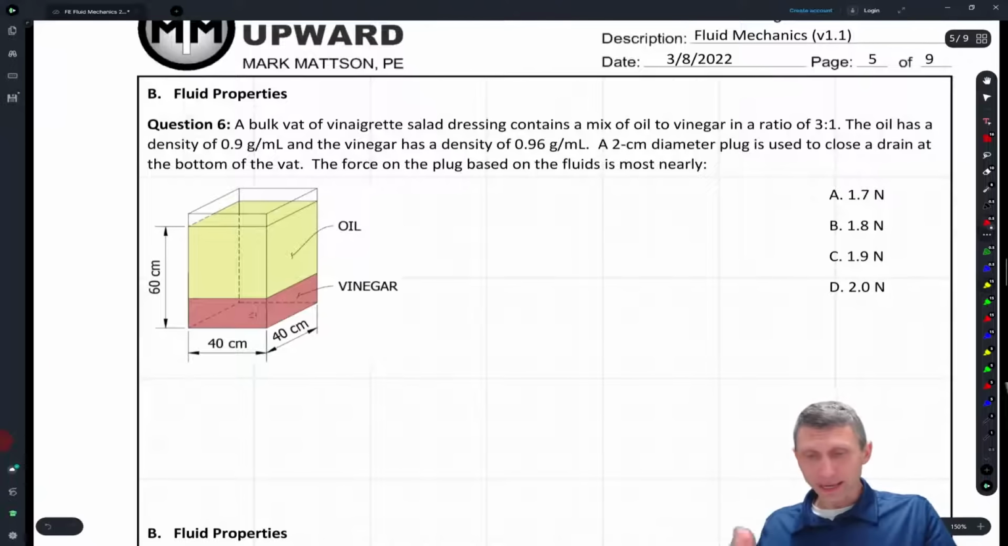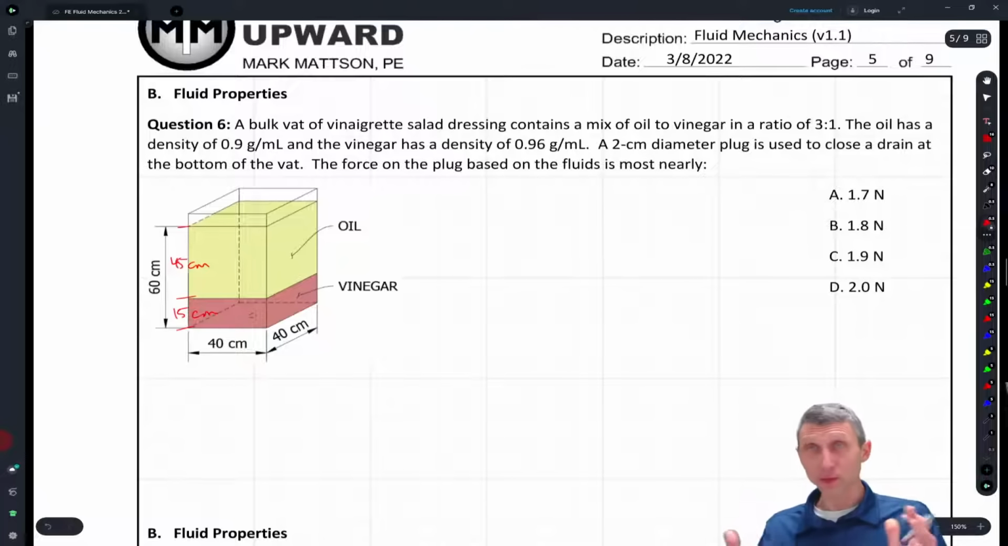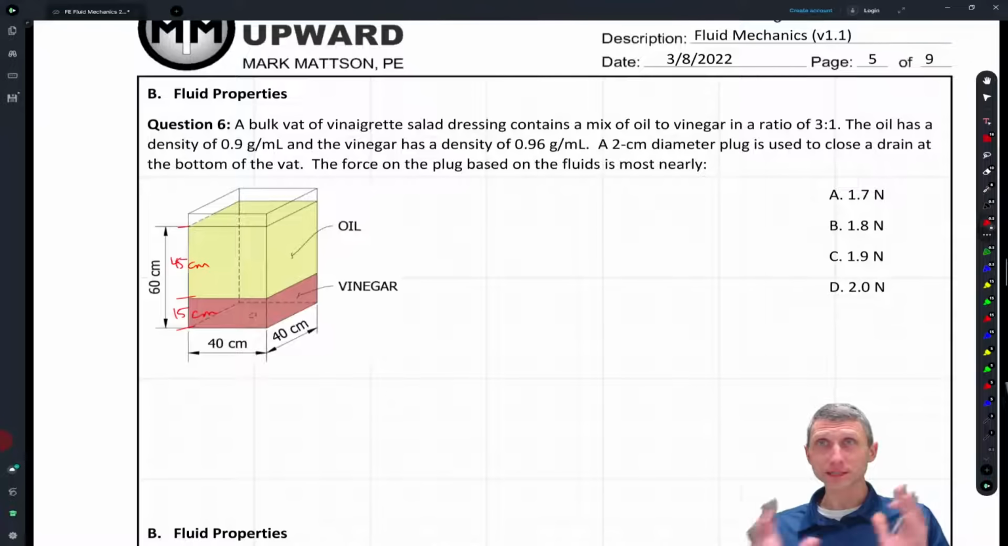So right now when I see that and I see a height of 60 centimeters, I just want to take a pause here and say, okay, that means we have 45. Did I do that right? No. What's 3-to-1? Yeah, 45 centimeters to 15 centimeters. That's a 3-to-1 ratio. Okay, so heights are going to be important. Okay, but so we have a ratio of 3-to-1.